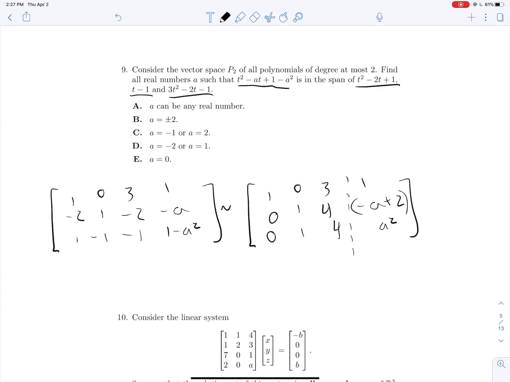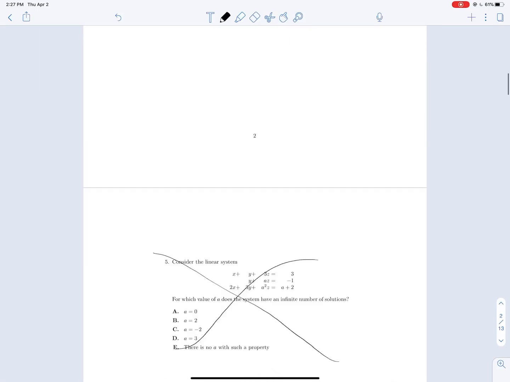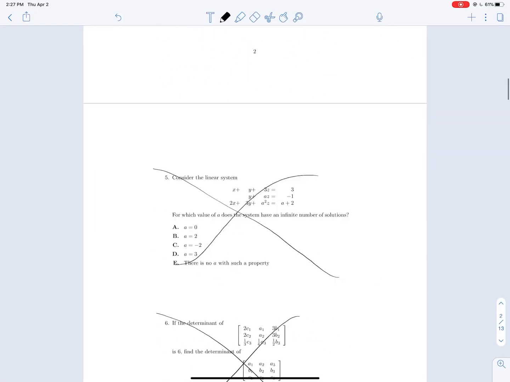because this is not an augmented matrix, we want 1x2 and 4x3 to always be equal to the same thing. So we can set a squared equal to negative a plus 2, or a squared plus a minus 2 is equal to 0. And solving this, we will get a plus 2, a minus 1 is equal to 0, so a is equal to 1 and negative 2. D is our correct answer for number 9.